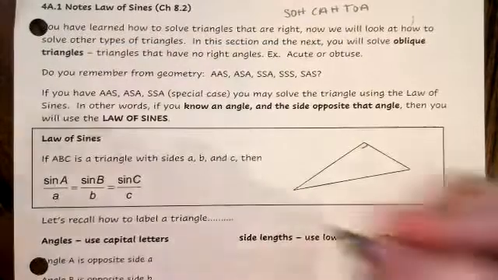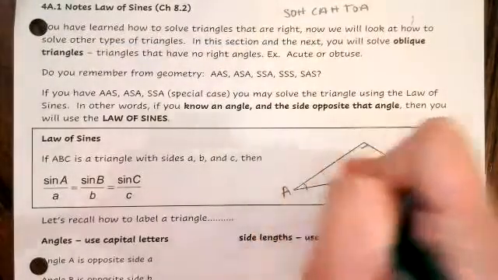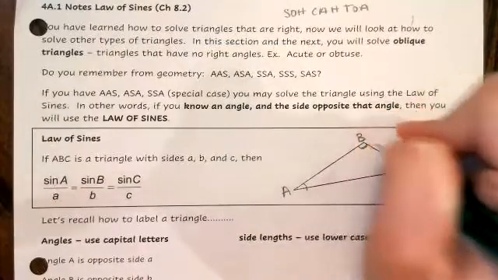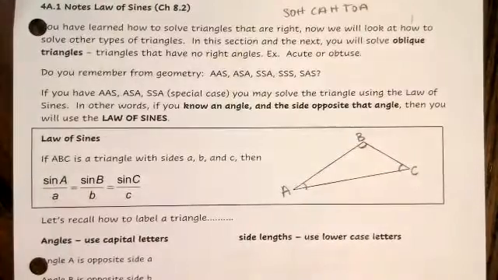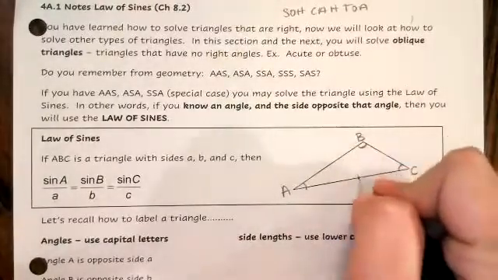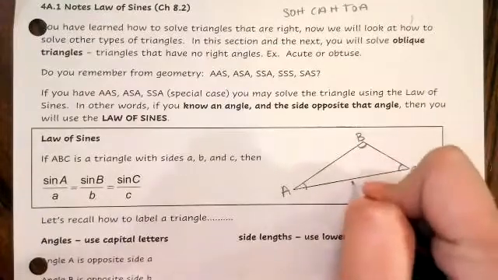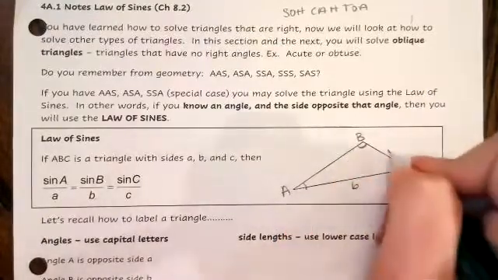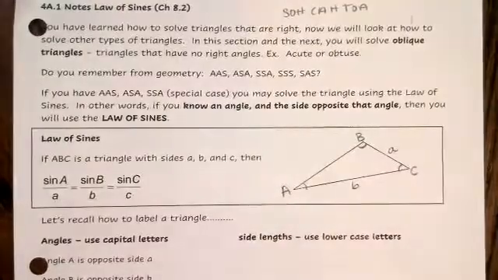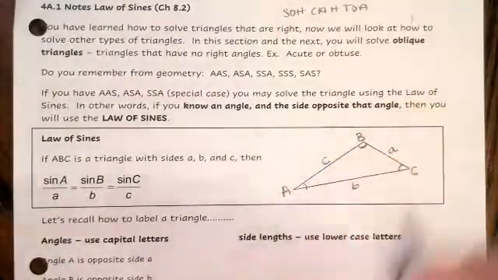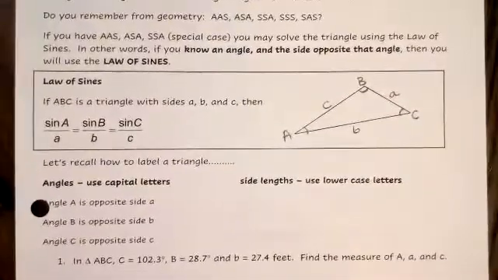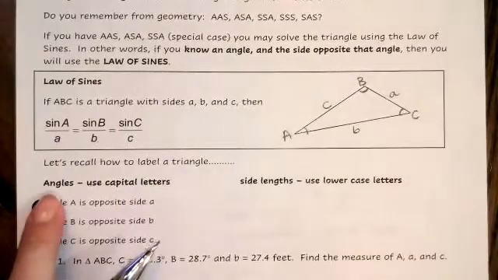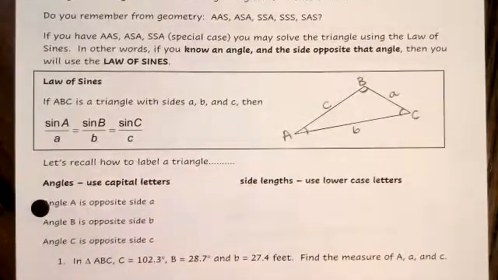When we label this on a triangle, we use capital letters for our angles. So this would be angle A, angle B, and angle C. The side lengths are across from the angle. So across from angle B, we would find side length B. Across from angle A, we would find side length A. And across from angle C, we would find side length C. And those are in lowercase. So we will use capital letters for our angles and lowercase letters for our side lengths.